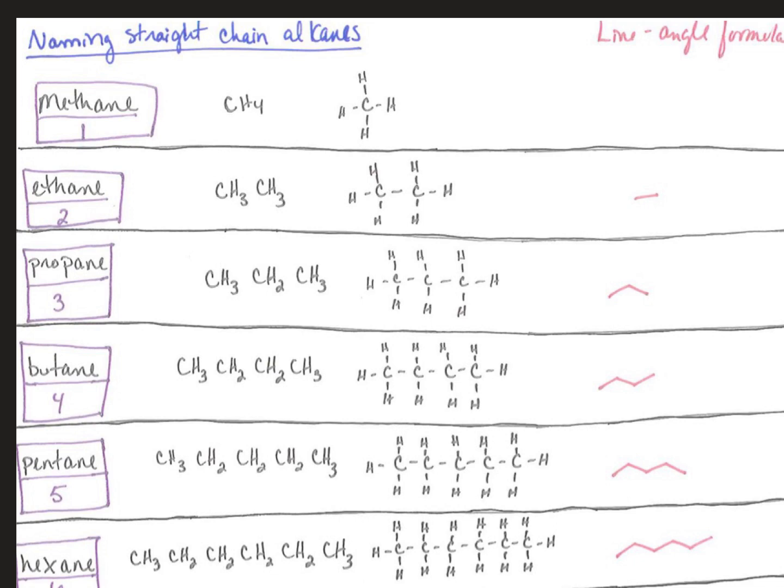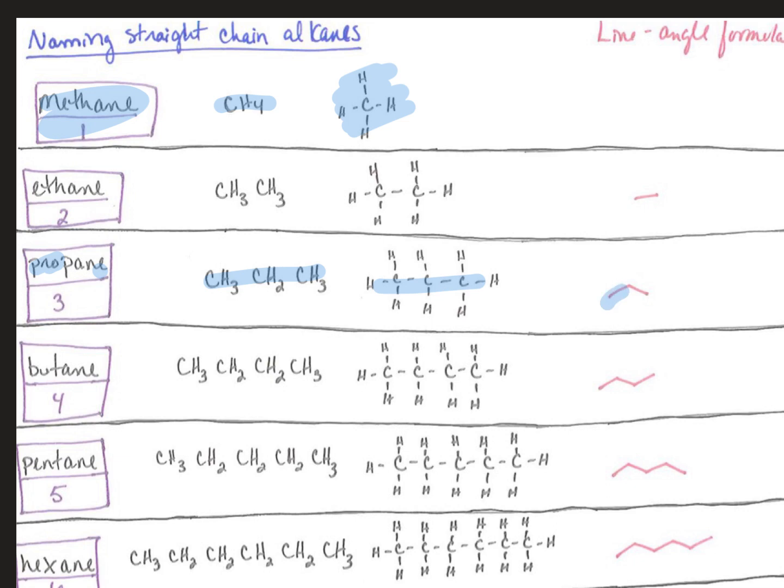So if we just have one carbon, we would call that methane. That would stand for CH4, and that would be by itself. So just CH4 like that. As we move up, we're going to change the beginning of that name. So this becomes ethane. So ethane would have 2 carbons. And then we get to propane. So that's going to have 3 carbons.